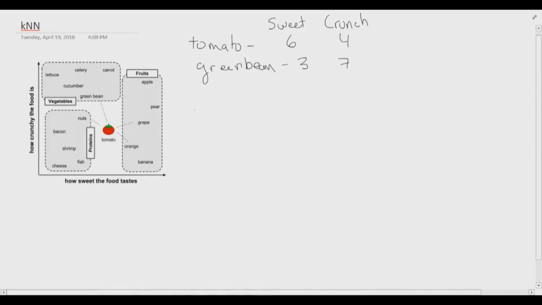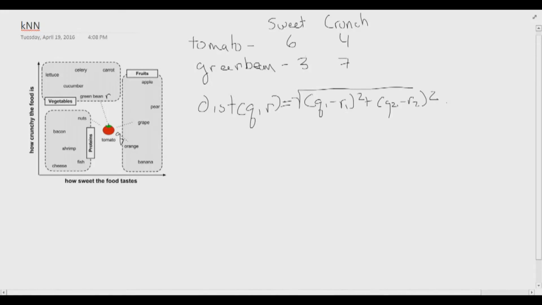Alright, so the distance is given by the formula distance function of q and r. So let's say this is point q and this green bean is point r, is equal to the root of q1 minus r1 squared plus q2 minus r2 squared, dot dot dot, all the way to whatever the last feature is. So say this went on and there was n-dimensional features, qn minus rn squared.